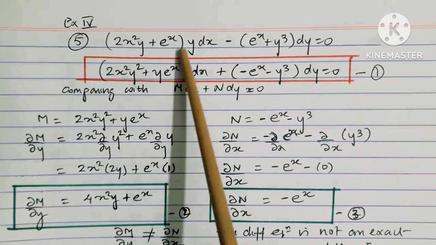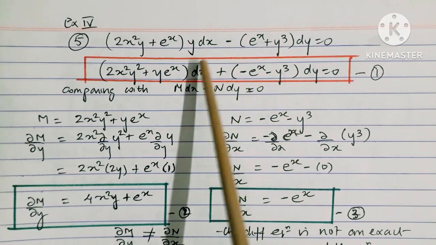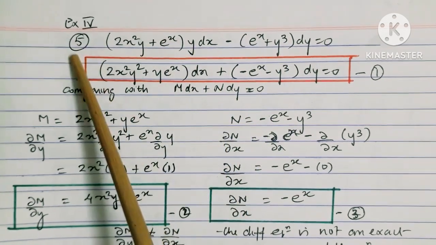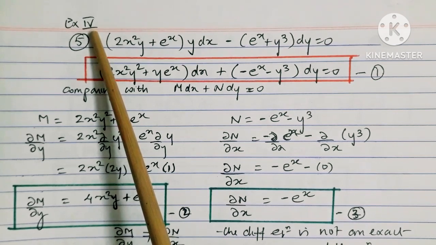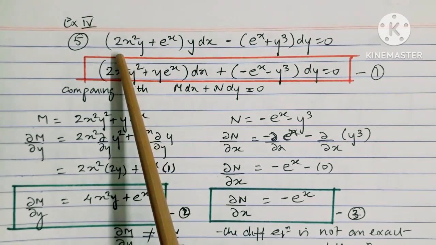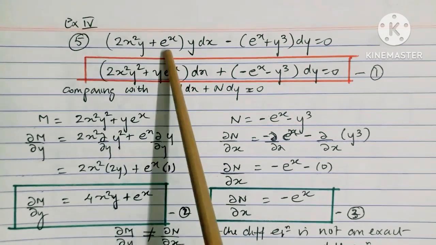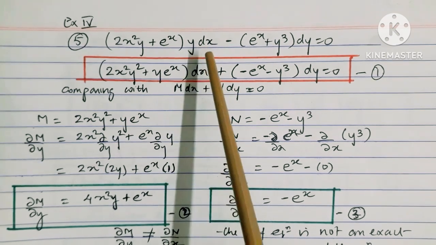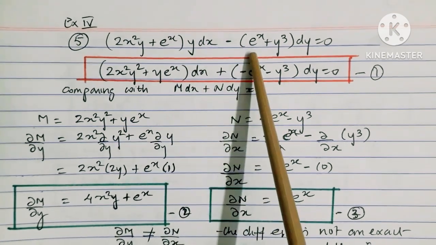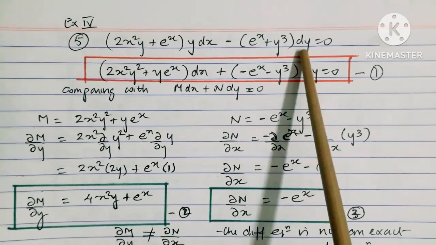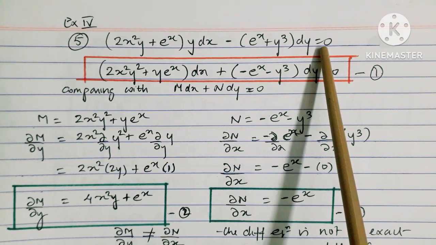In this video, we shall find the solution to this given differential equation, which is sum number 5 from exercise 4. The given differential equation is (2x²y + e^x·y) dx − (e^x + y³) dy = 0.